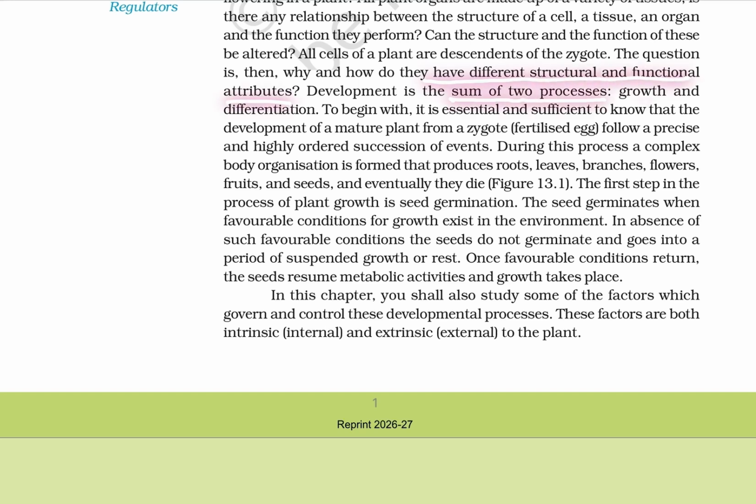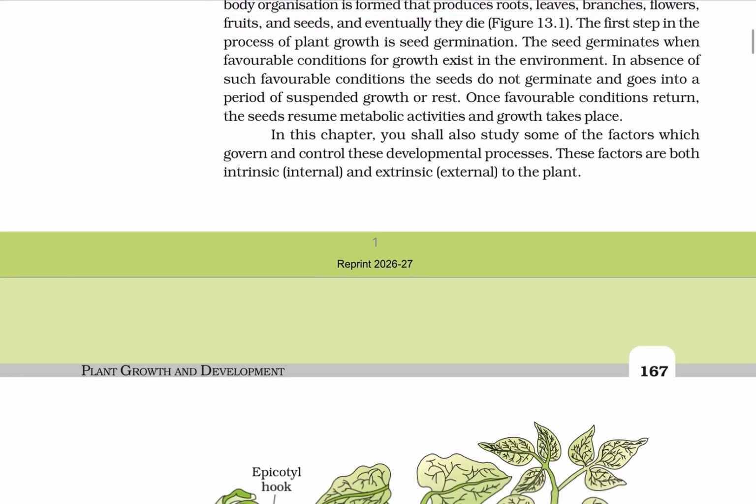Development is the sum total of the processes of growth and differentiation. To begin with, it is essential and sufficient to know that the development of a mature plant from a zygote (fertilized egg) follows a precise and highly ordered succession of events. During this process, a complex body organization is formed that produces roots, stems, leaves, branches, flowers, fruits and seeds, which eventually die. The first step in the process of plant growth is seed germination.